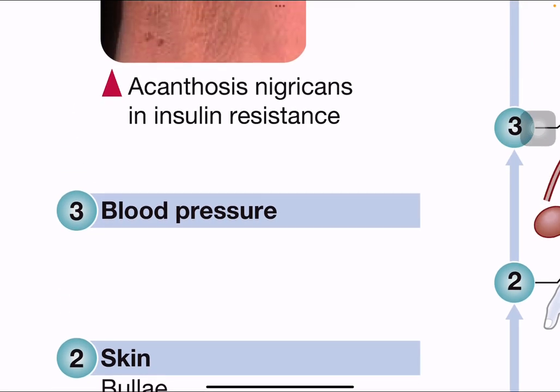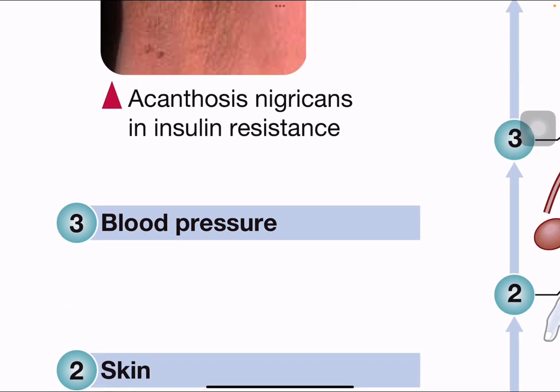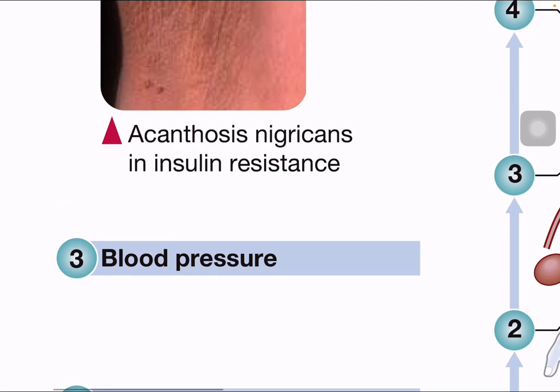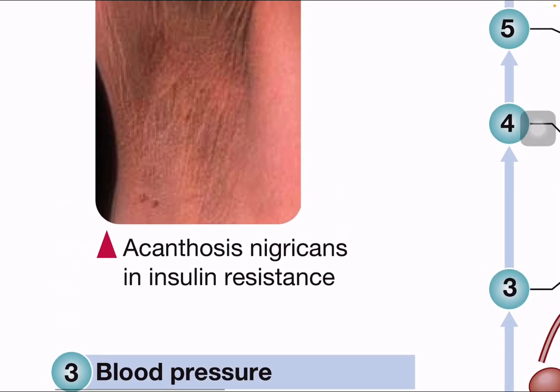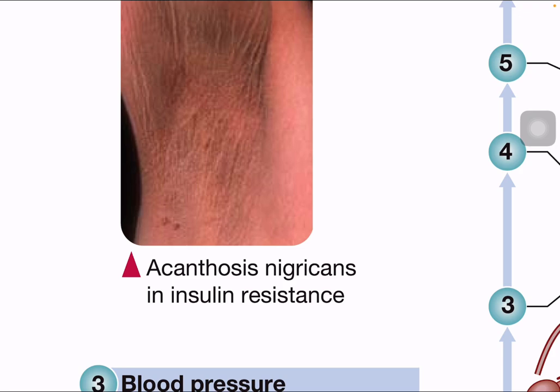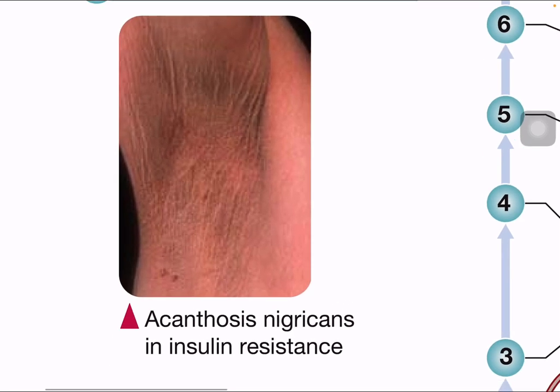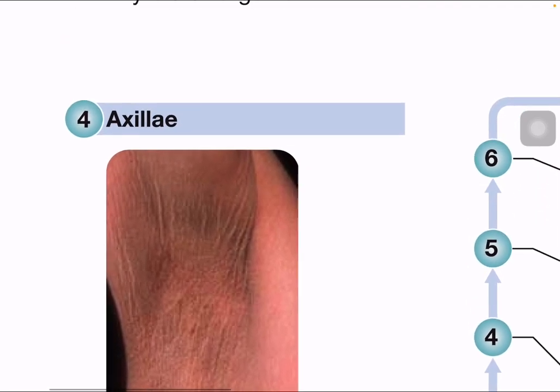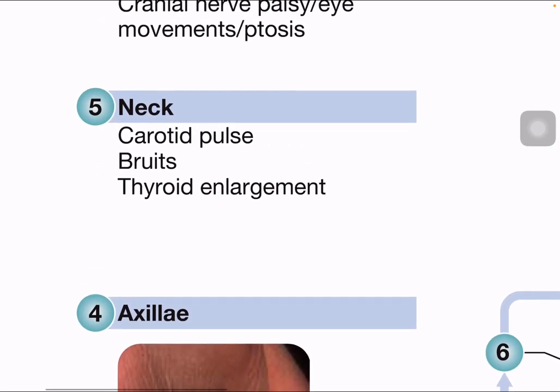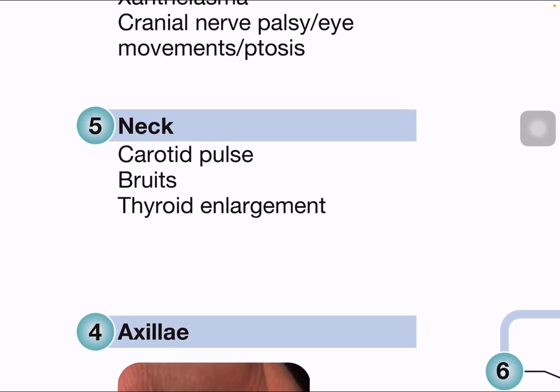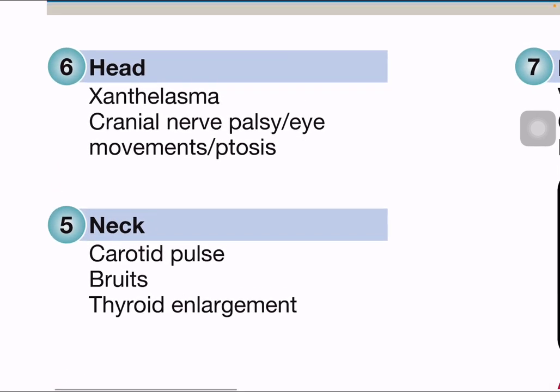We must check the blood pressure, for any association of hypertension or whether it is part of metabolic syndrome. We must check the axilla for the presence of acanthosis nigricans, which is common in insulin resistance, that is type 2 diabetes mellitus. We must check the neck for the carotid pulse, association of cardiovascular disease, bruit, and association with other endocrine disease like thyroid enlargement.